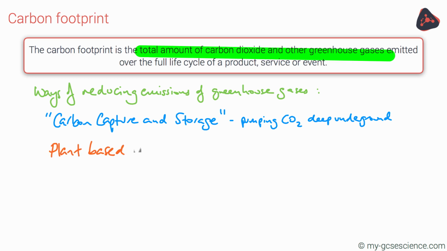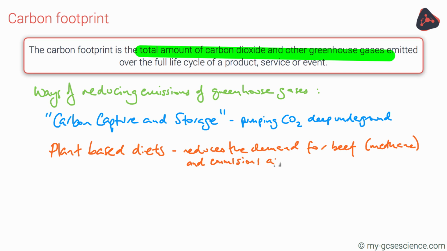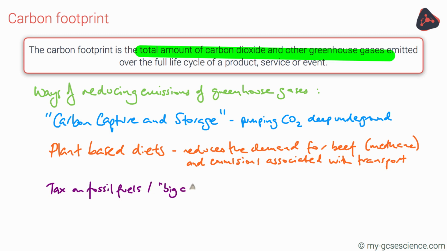Another thing that individuals can do is lead towards more plant-based diets and eat less meat. This will reduce the demand for beef, which is a leading cause of the production of methane, as well as reducing the emissions associated with transport of animals from farms to where you eventually buy them in shops. There are lots and lots of other ways you can reduce your carbon footprint. Many countries have already started taxing fossil fuels, especially big cars which consume a lot of fuel and therefore release a lot of carbon dioxide emissions.